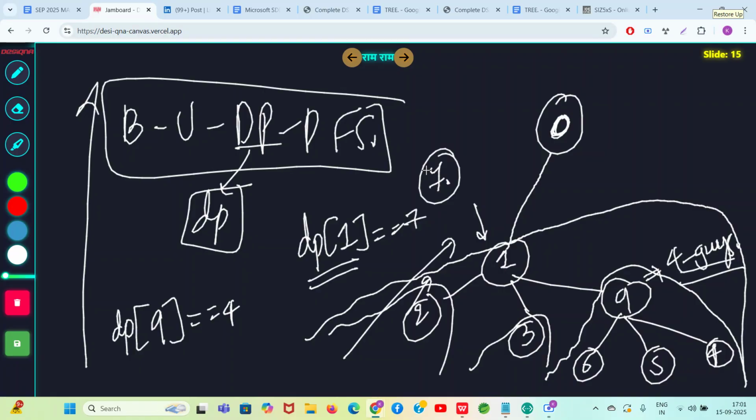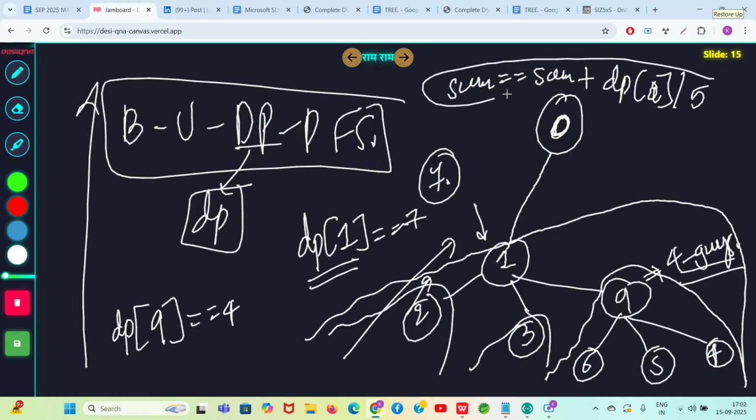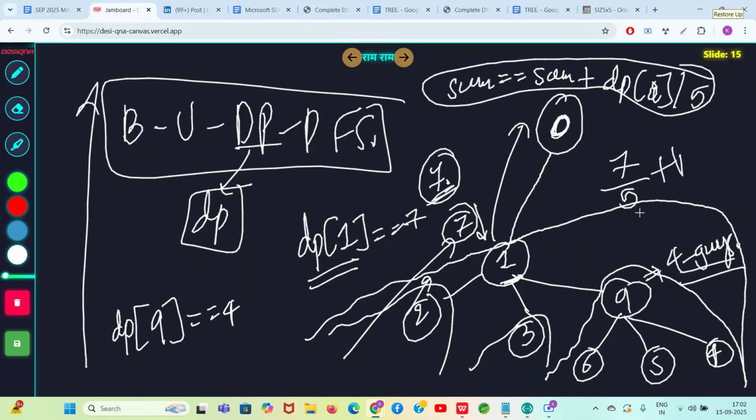Let's assume you have calculated DP of all the nodes. Now the final answer will be what? See, this is such a big trick. Sum equals sum plus DP of i divided by 5. You will divide by 5, right? Because, for example, at node number 1, 7 guys are there who want to go above to node 0. So what will be the cost to push all those guys to node 0? Can you think about it? The cost of that will be 7 divided by 5 plus 1, because you can break it into chunks of 5 only, right?